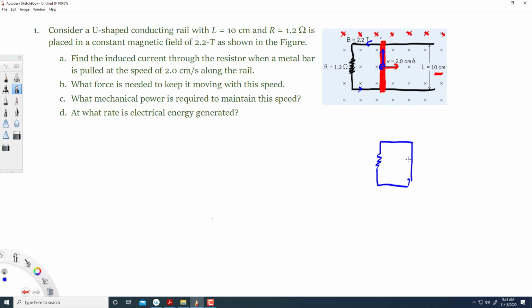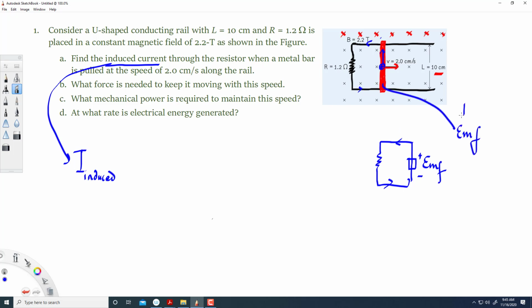So assume that you have a battery here. So this works as a battery with positive charge here and negative charge here. So there will be current in this direction. And that current is what we call induced current. So that's what we want to find. So we want to find I induced, because there is EMF produced by this that works as a battery. So this works as a battery, it produces EMF, induced EMF. So there is induced current because of that. Now we want to find that.